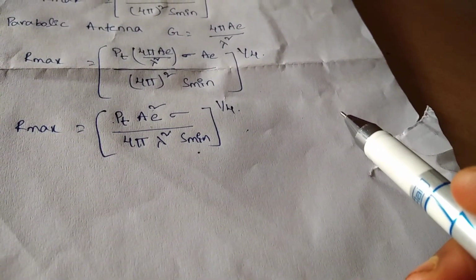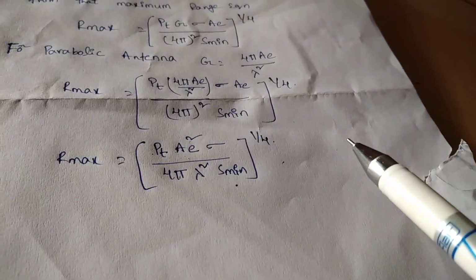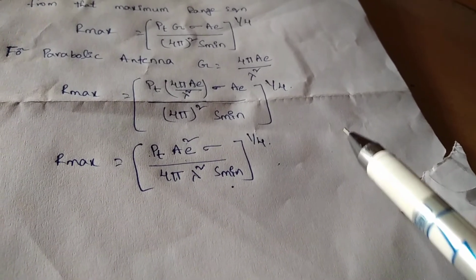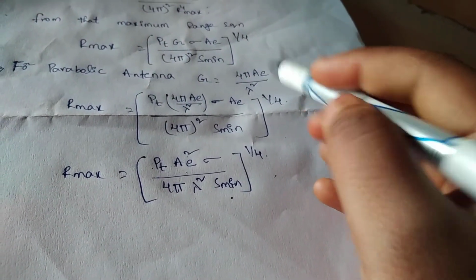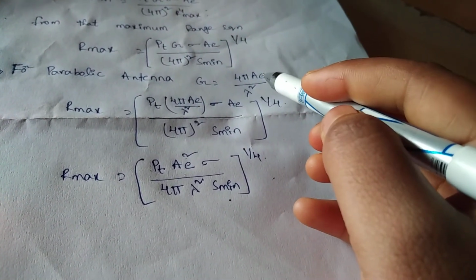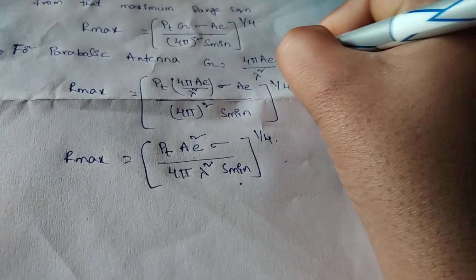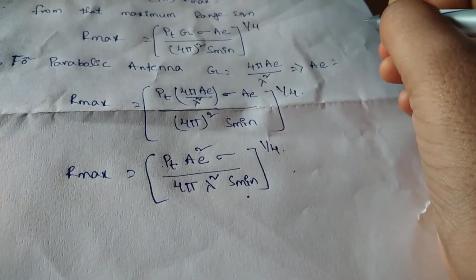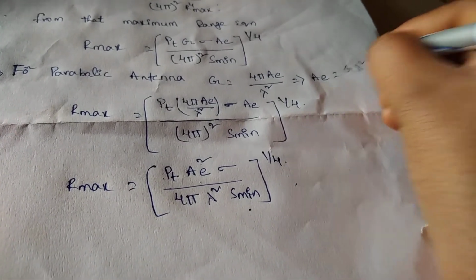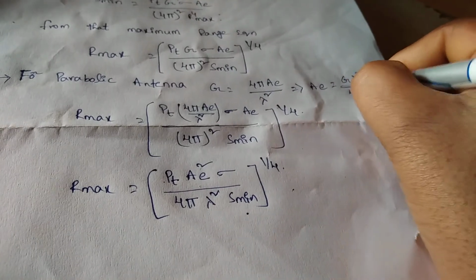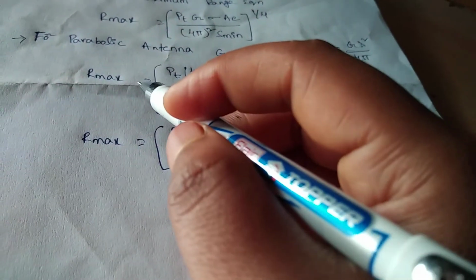and how we should design the radar system so that it can have a maximum range. We can also use the gain of the parabolic antenna, G equal to 4 pi AE by lambda square, to write the relation between the gain and effective area as AE equal to G lambda square by 4 pi. This we can also replace in the R maximum equation.